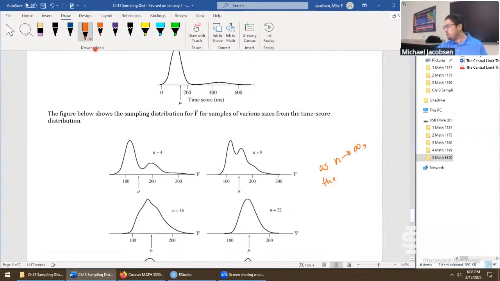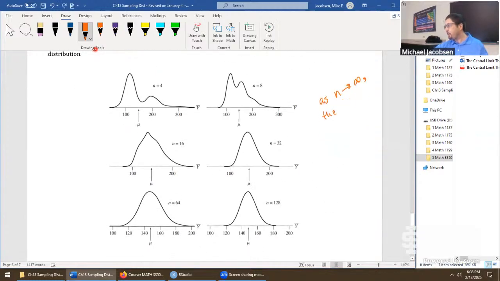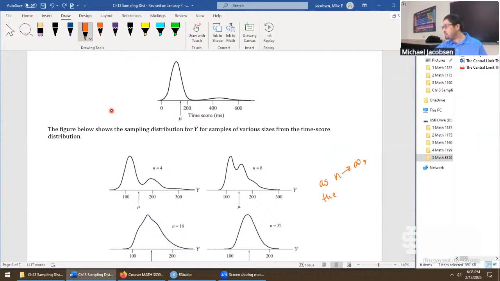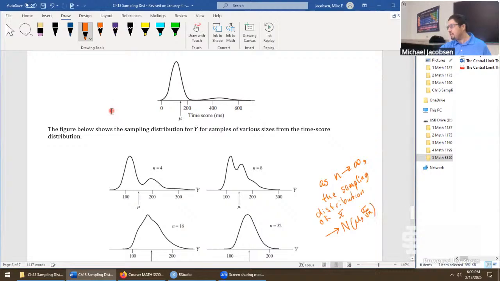let me say this in a more complete way and hide those slides there. The sampling distribution of X bar converges to a normal distribution centered at the true mean mu, standard deviation sigma over the root of n.